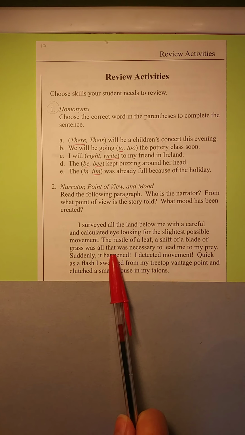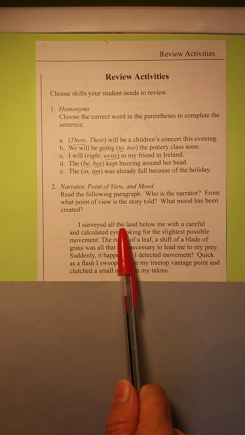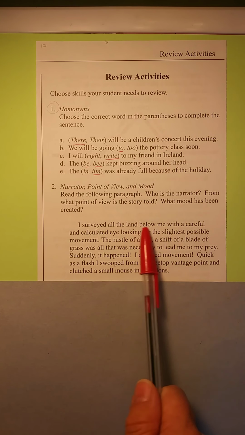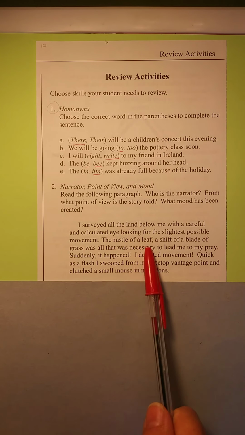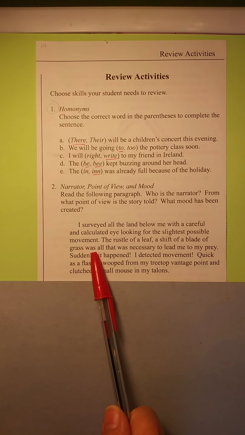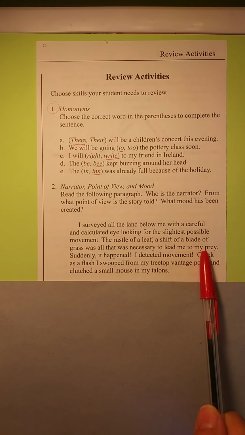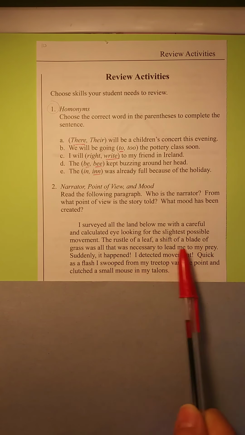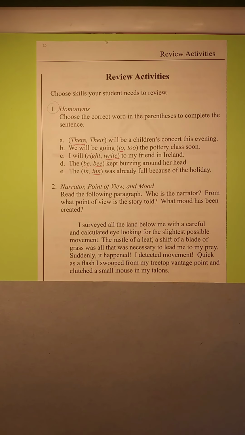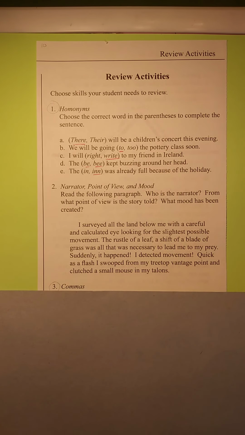If it was third person, it would say, he surveyed the land below him with careful and calculating eye, and the rustle of a blade of grass was all that was necessary to lead him to his prey. That would be third person. But the way this paragraph is written, it's in first person point of view. Okay? And the mood is, you might say, tense or anticipating or exciting.